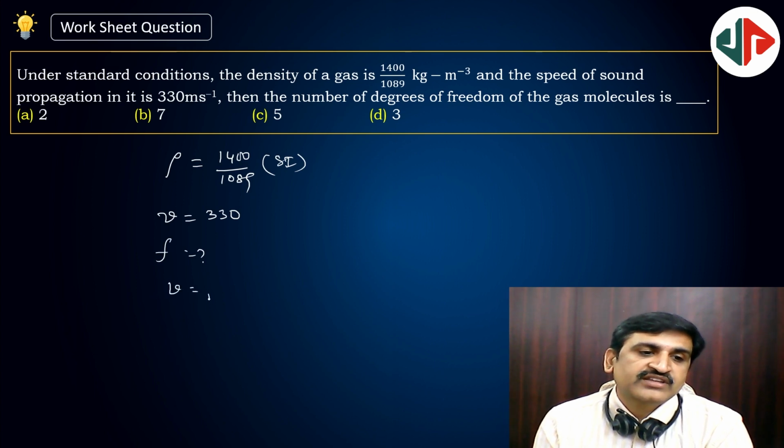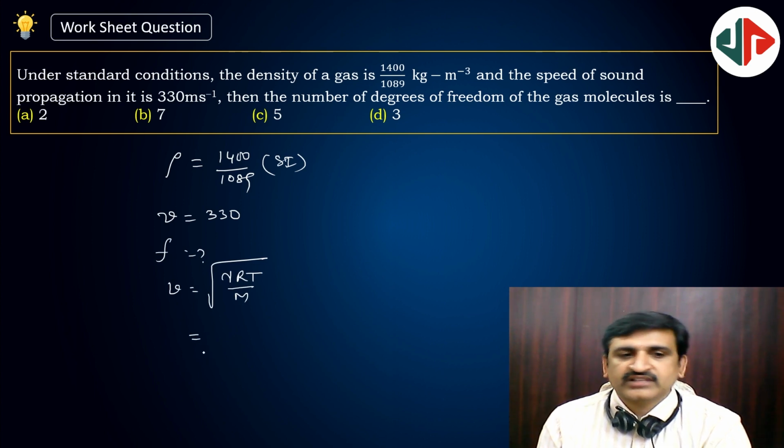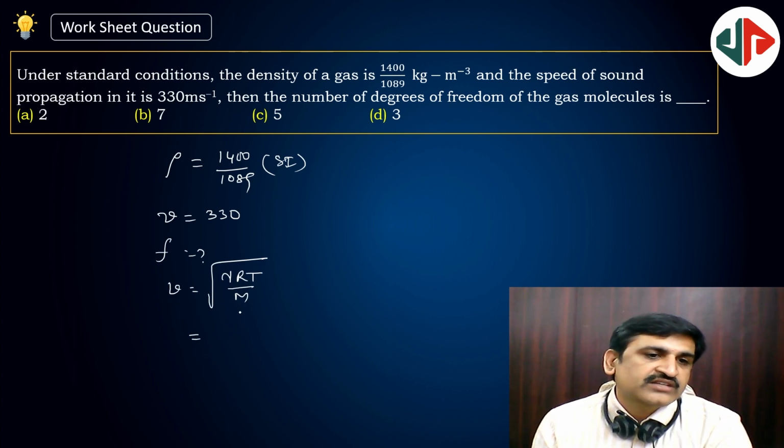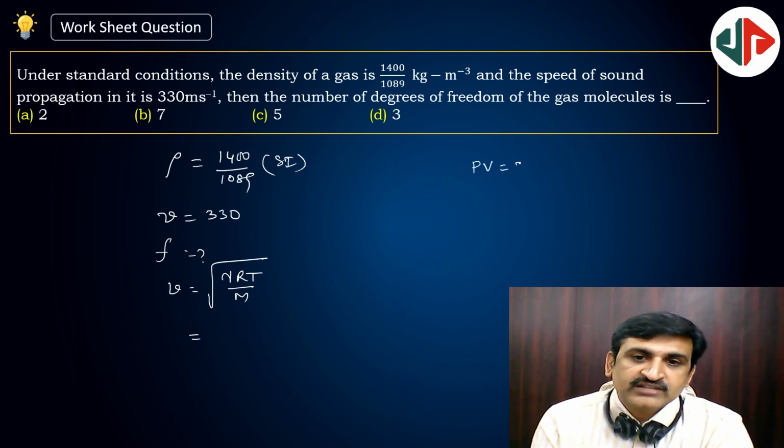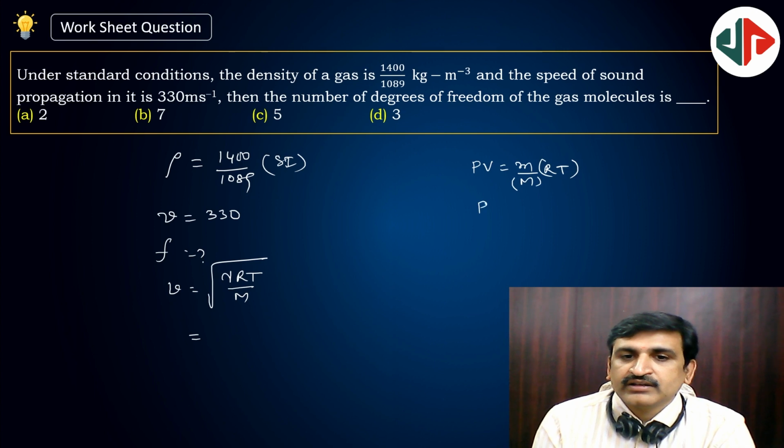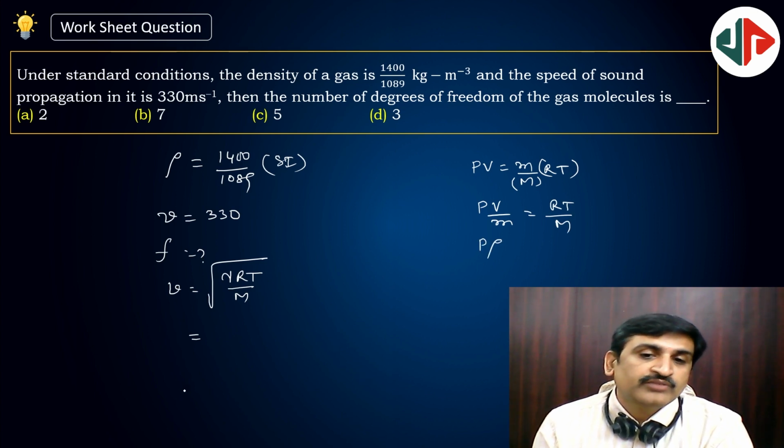We have velocity V is equal to square root of gamma RT by M. And some manipulations we can make here. PV is equal to small m by M RT. So RT by M can be written as PV by small m. Volume by mass is not density, so it is 1 by density. So that is equal to P by rho. So if I replace, V is equal to square root of gamma P by rho. Standard formula only.